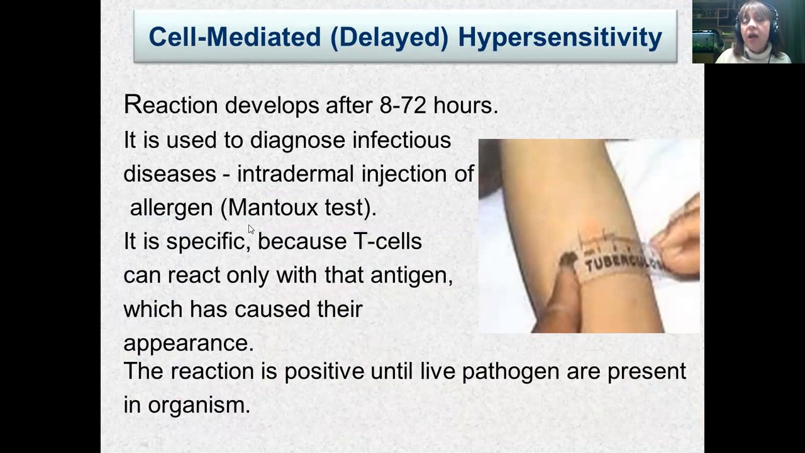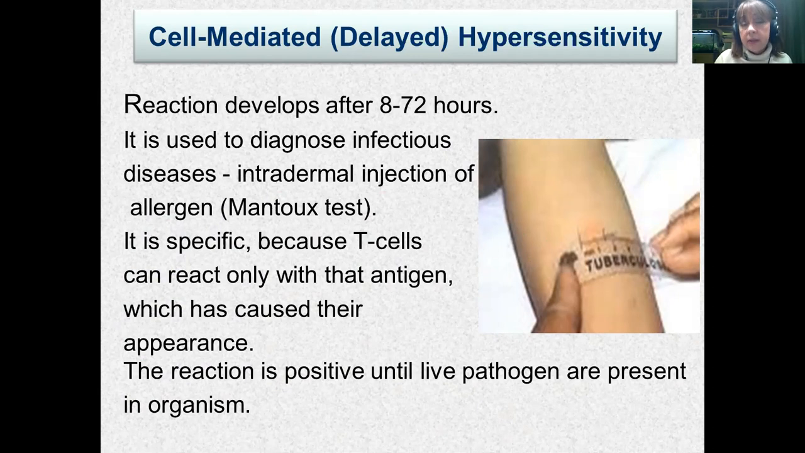It's very specific because a T cell can react only with that antigen which causes its appearance. After injection of microbial allergen, the reaction develops in 8 to 72 hours, so it is named delayed hypersensitivity. And if the reaction is positive, it means that a live pathogen is present in the organism. In the Mantoux test, this reaction is positive in infected people and in people vaccinated with BCG vaccine.